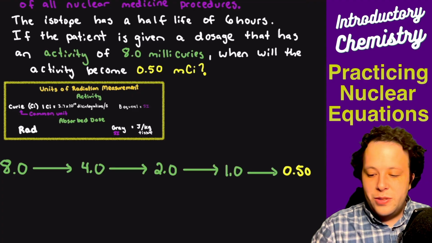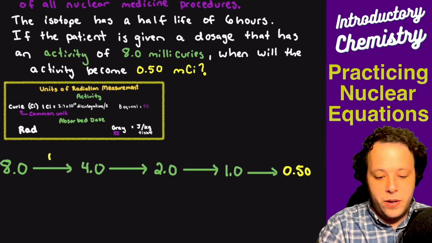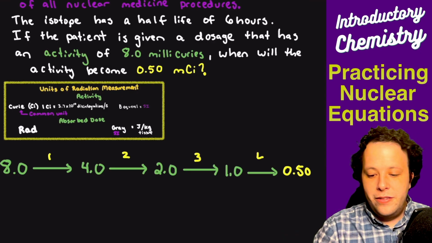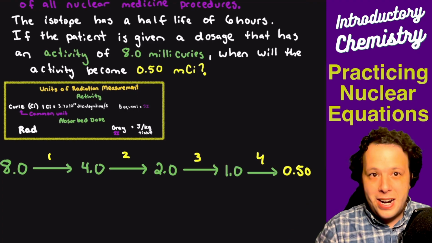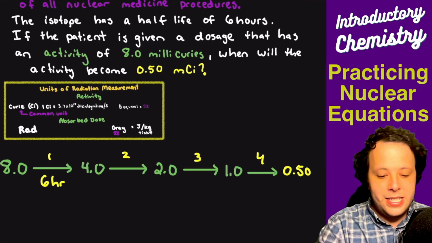Now the question is, well, how many half-lives is that? Well, we'll count them, right? We have 1, 2, 3, 4. So you count each of those arrows. Now you got to keep in mind, every single one of those half-lives is 6 hours.